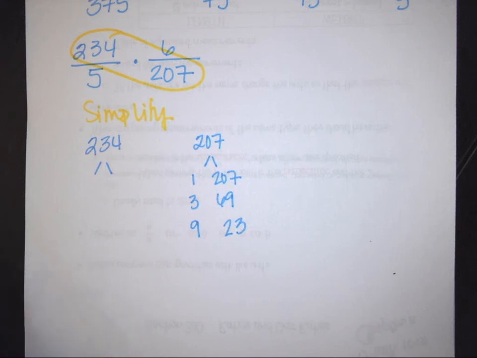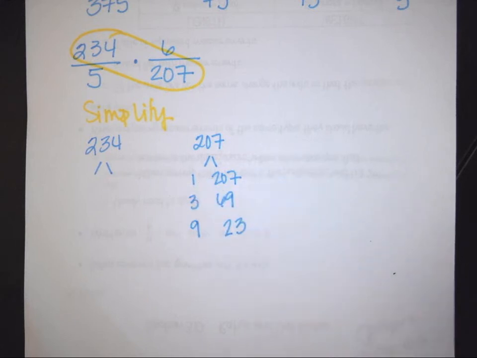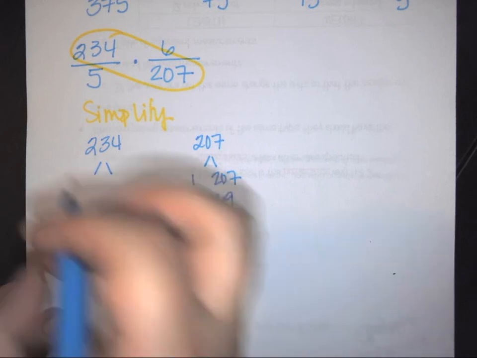I think that's about it. Forgive me because I have not done this ahead of time. Yes, so that's it. That actually wasn't so bad. It's only 3 terms. So I'm going to look at 1, 3, 9, 207, 69, and 23 and see if any of those come out of 234.